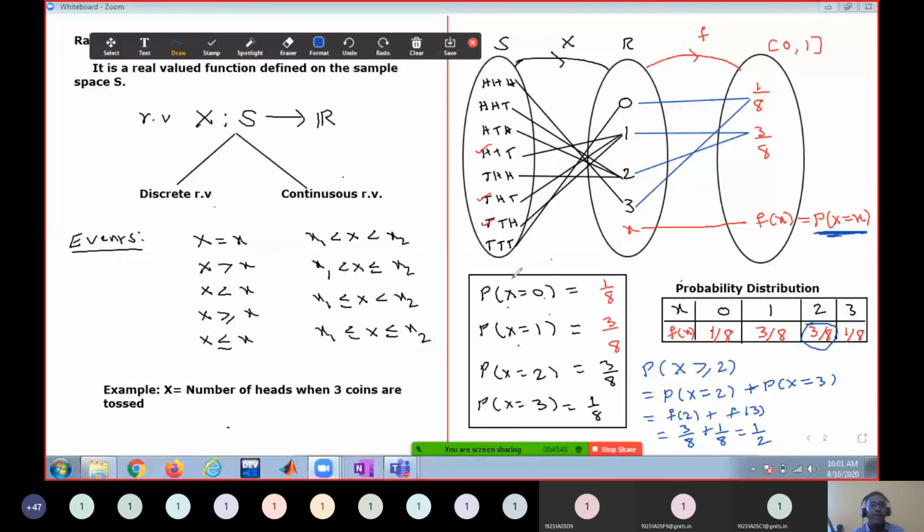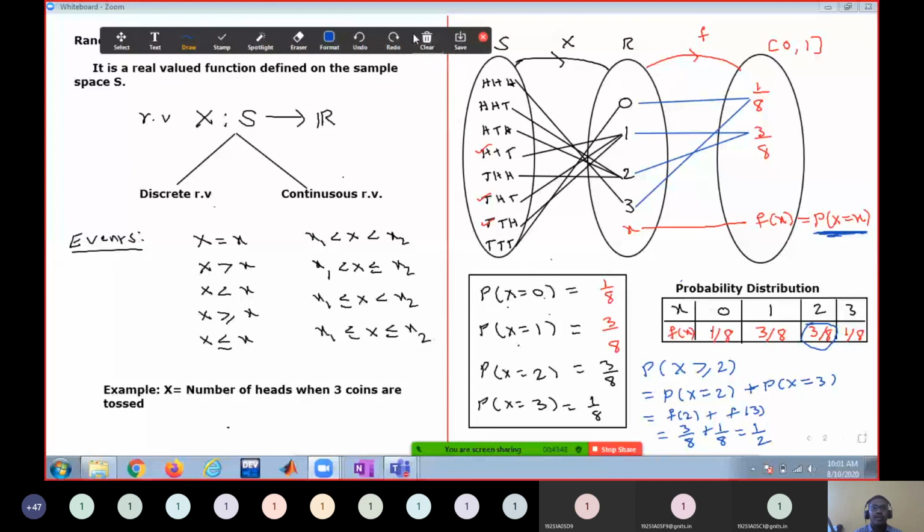So what are the properties of this probability distribution? This function is called the probability function. In the case of a discrete random variable, we call it a probability mass function.